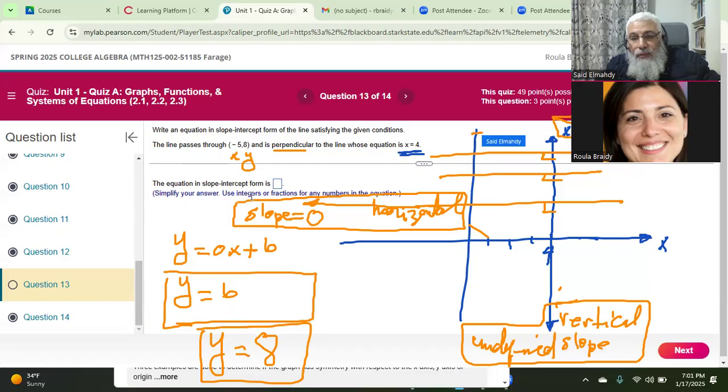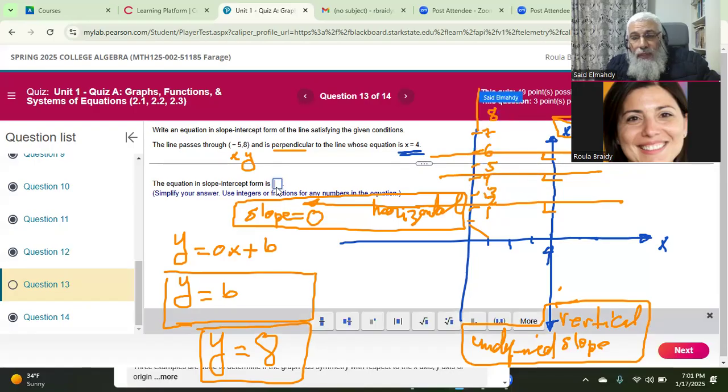So let's say this is 1, 2, 3, 4, 5, 6, 7, and 8. Let's say this is 8, so the line is here. And the point is (-5, 8), let's say it is here. So the line is y equal to 8. Okay?